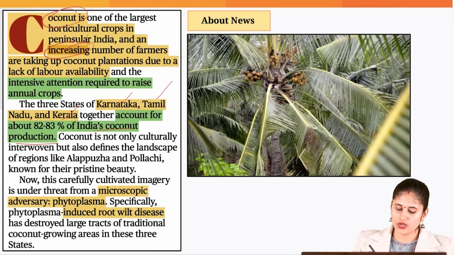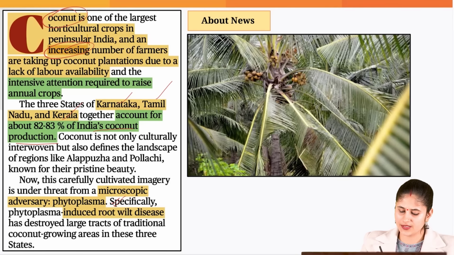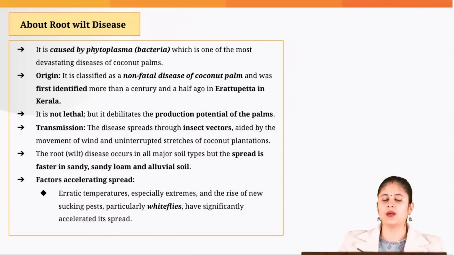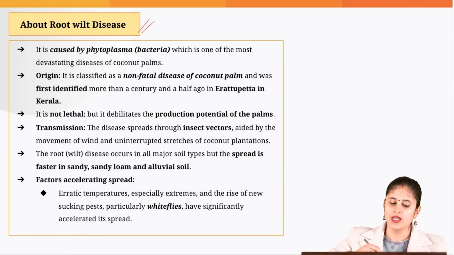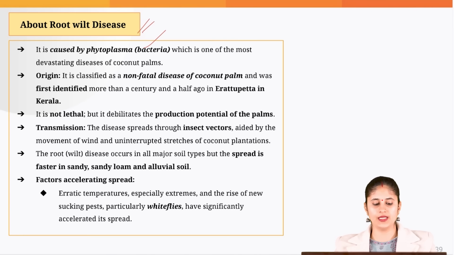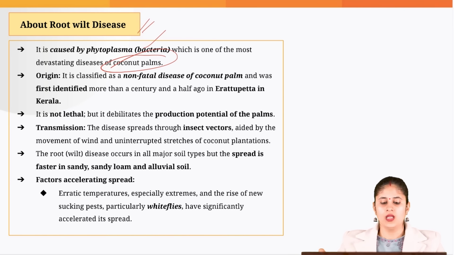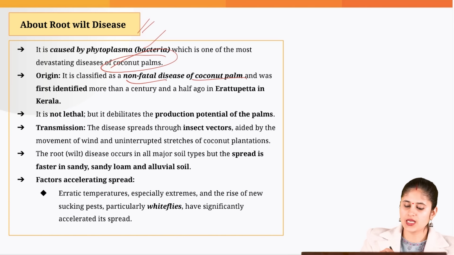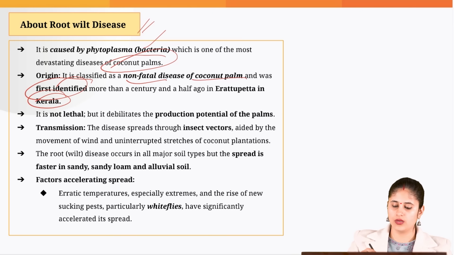This is caused because of a microscopic adversary, that is phytoplasma. Let's understand this particular disease in more detail. So, it is caused by phytoplasma, which is basically a bacteria, and it impacts the coconut palms. It is a non-fatal disease and it was first identified in Kerala way back 150 years ago.